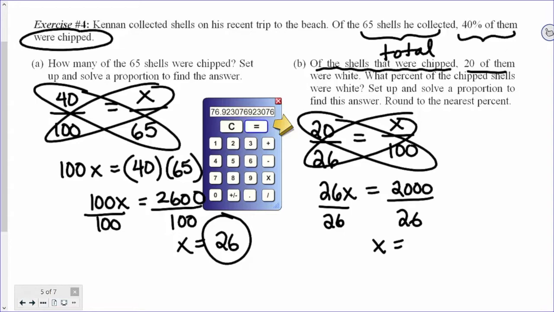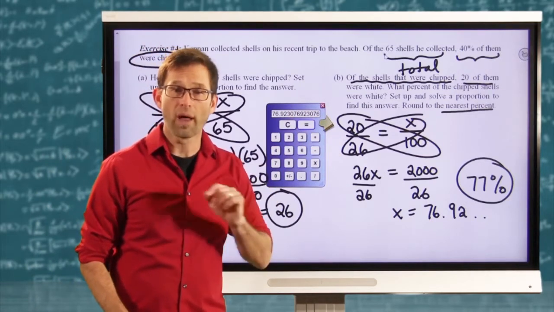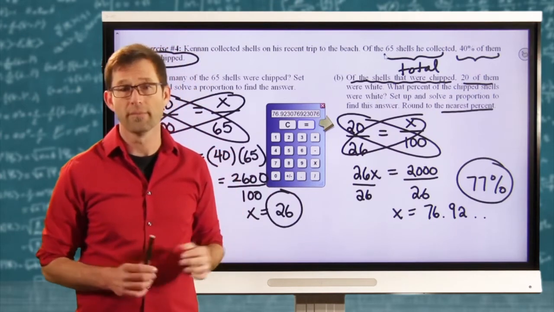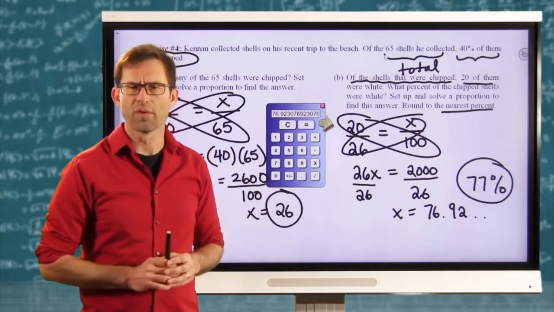And I get 76.92, etc., round to the nearest percent. That's going to be 77%. All right. 20 out of 26 shells being white is almost the same as 77 out of 100 shells being white. Okay? Pretty simple. But messier than before.